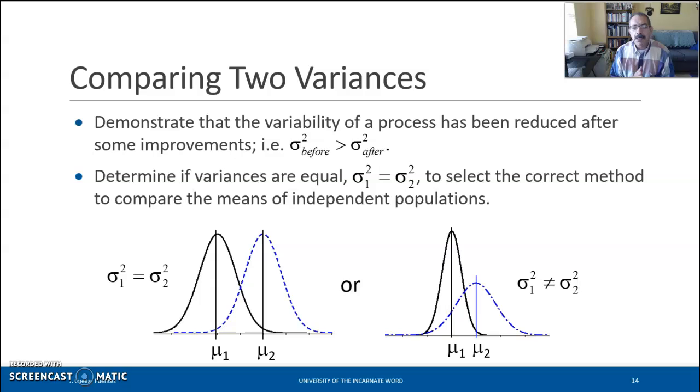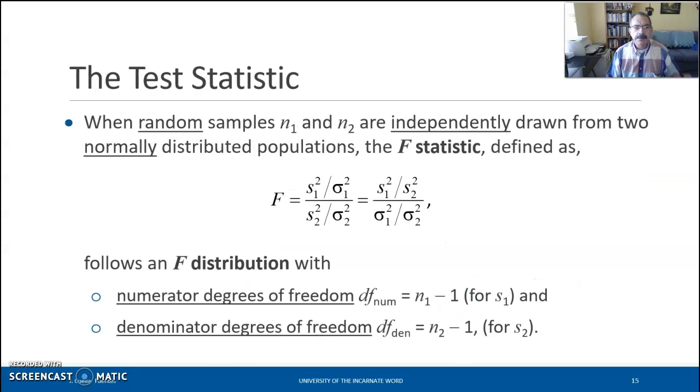Another very important application is to determine if the variances are equal so that we can select the correct method to compare the means of independent populations. So you either have this situation where you have two populations that are identical except for their location, that is, their means are different, or you may have this situation when you have two different populations or two different distributions with different standard deviations and different means. All right, so this is how you would run into comparing two variances.